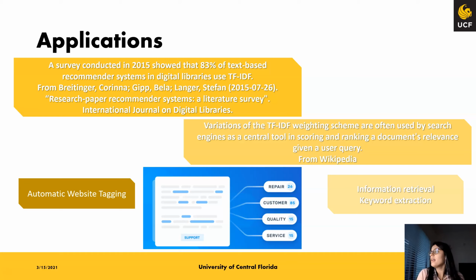Also, keyword extraction. TF-IDF is also useful for that, because extracting keywords from text is exactly what TF-IDF is doing. The highest scoring words of a document are the most relevant ones to that document, and therefore they can be considered the keywords for that document. That is pretty straightforward, and we can see that in many applications.